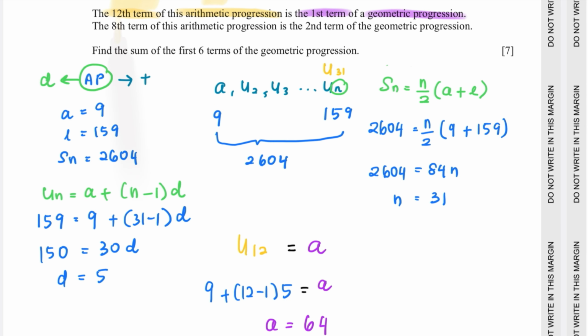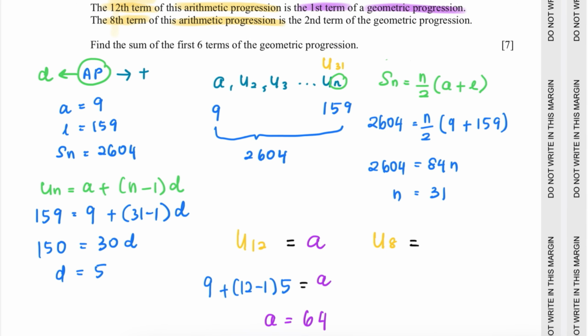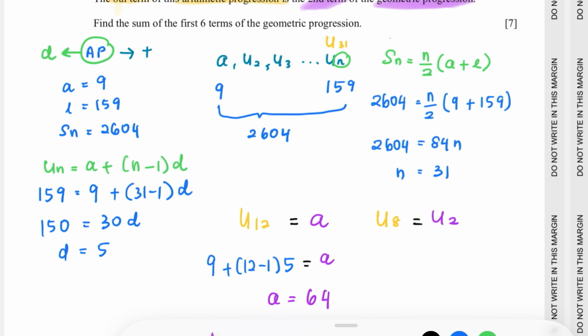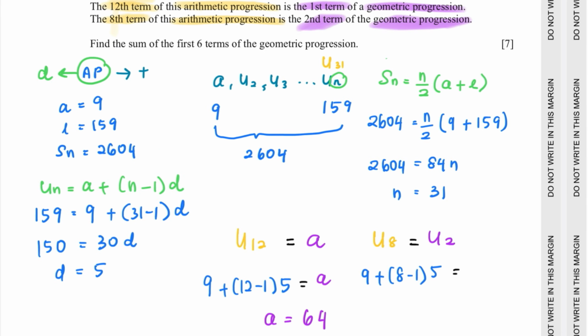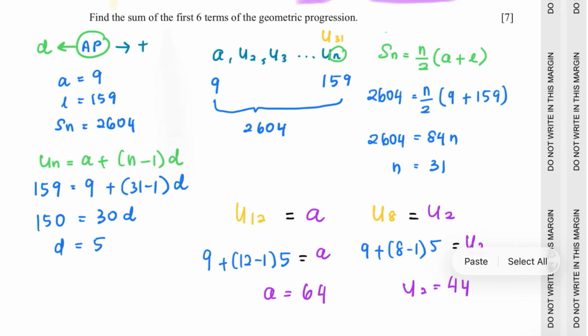The second piece of information is the 8th term of this arithmetic progression. So the 8th term of the arithmetic progression is equal to the second term of the geometric progression. Now let's do the same thing. Let's use the arithmetic progression formula to find the 8th term. 9 plus 8 minus 1 times 5 equal to the second term. So simplifying this, our second term is equal to 44. Let's finally go to the question.